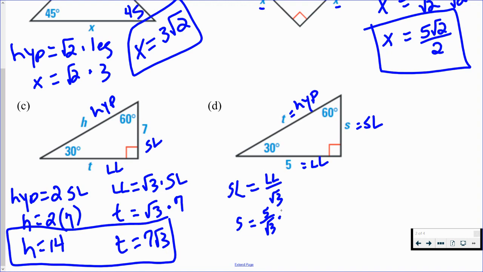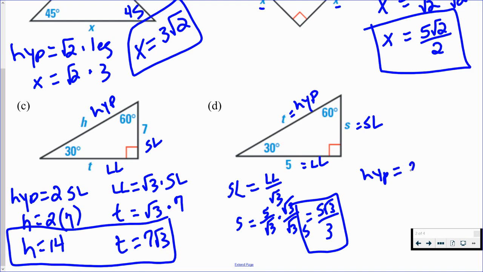Now, remember, we don't like radicals on the bottom. So let's rationalize. Let's get rid of that square root on the bottom. Okay, 5 times square root of 3 is 5 square roots of 3. And then on the bottom, square root of 3 times square root of 3 is 3. So now we know that S is 5 square roots of 3 over 3. Now let's talk about finding our hypotenuse. It is 2 times the short leg. So T, which is our hypotenuse, which we're solving for, is 2 times 5 square roots of 3 over 3.